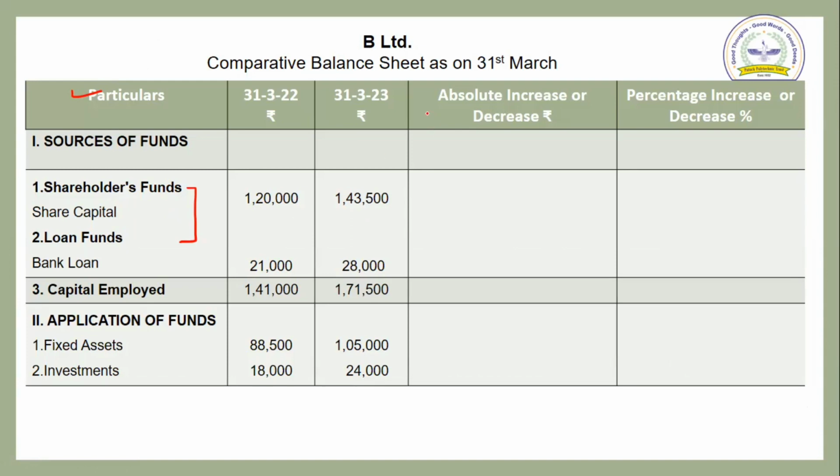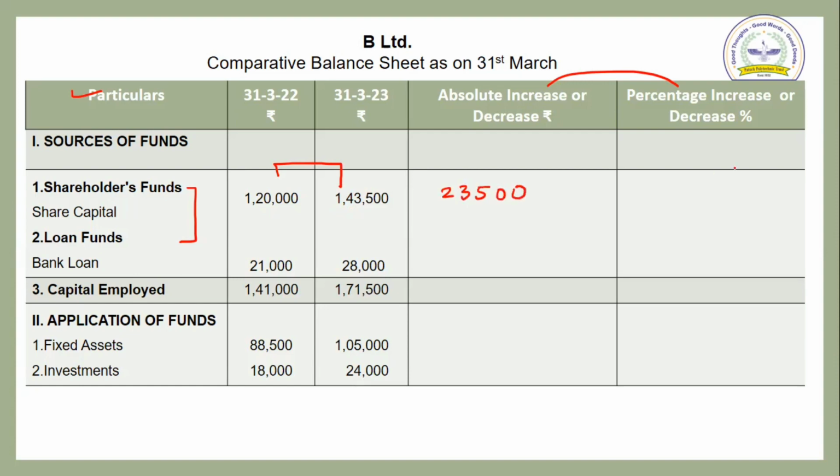Now see how we are going to move ahead. It is very important. We are going to make two more columns. These three columns we have copied from the question. Now we are going to make two more columns. One column is increase or decrease. We are going to compare this data, students, from the year 22 to 23. For example, look here it is given 1,20,000 and in the next column it is given 1,43,500. So we can see this is an increase of 23,500.